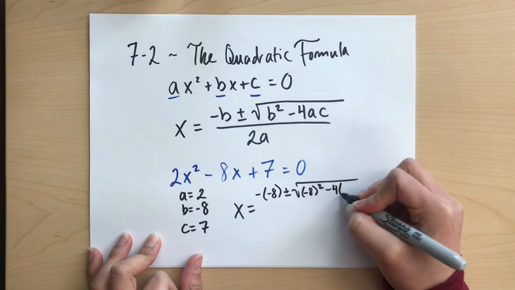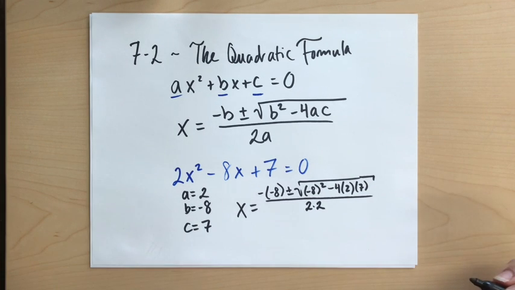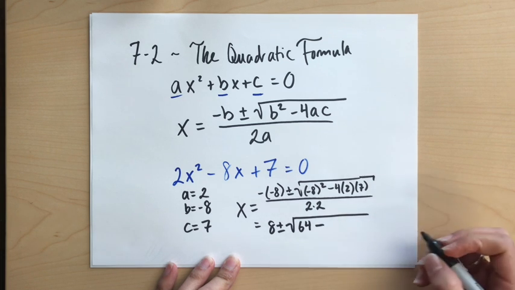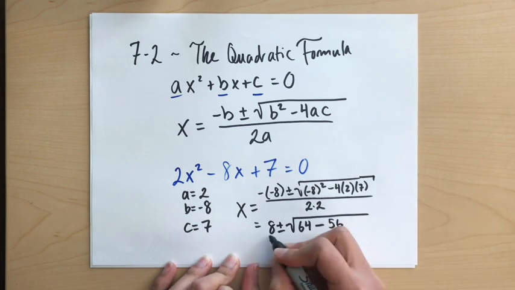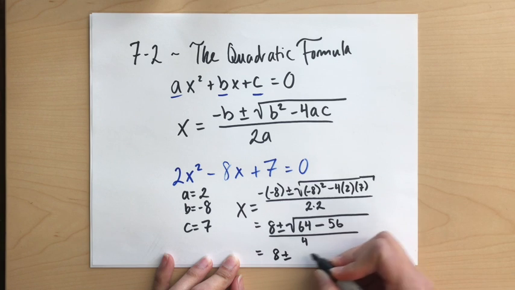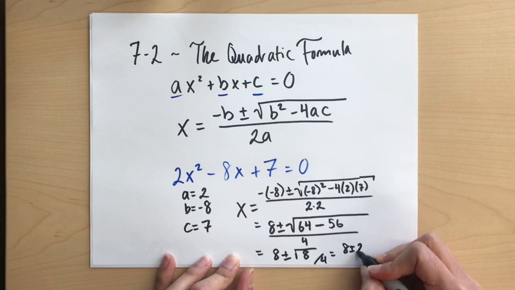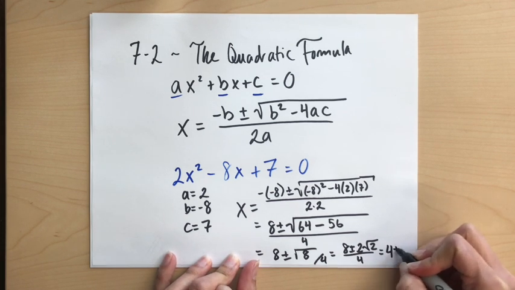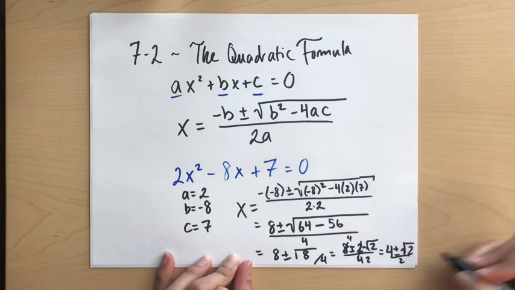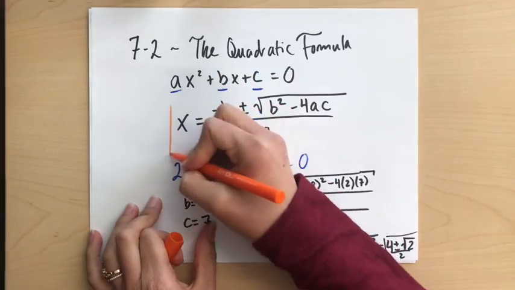So negative 8 plus or minus the square root of negative 8 squared minus 4 times a, which is 2, times c, which is 7, and that's all over 2a, which is 2 times 2. So I end up getting 8 plus or minus the square root of 64 minus 4 times 2 times 7, which is 56, and that's all going to be over 2 times 2, which is 4. So then I end up with 8 plus or minus the square root of 8, and that's over 4, and then 8 plus or minus 2 root 2 over 4, or 4 plus or minus root 2, and that's all over 2 once you cancel that. Okay, so that's just basic algebra of solving numbers and simplifying until we get to that final answer.